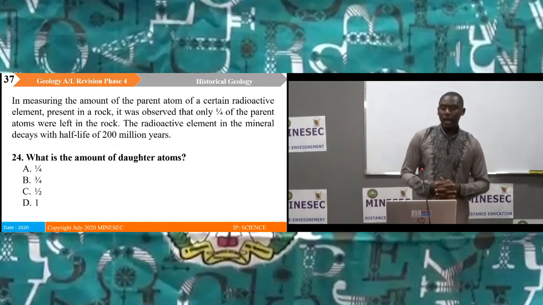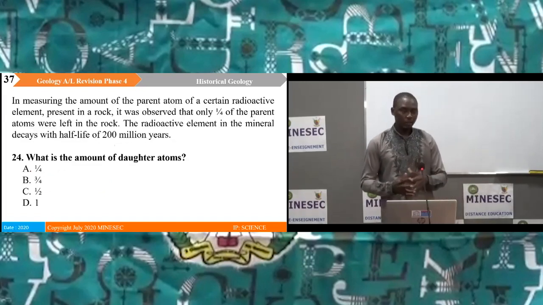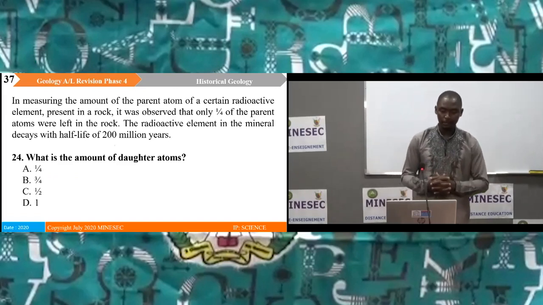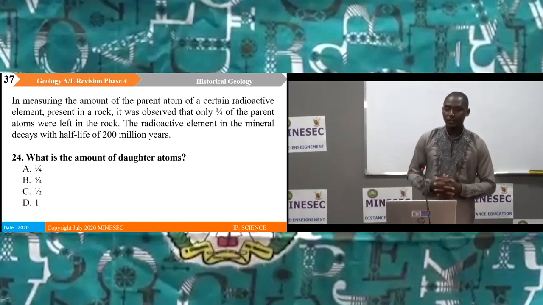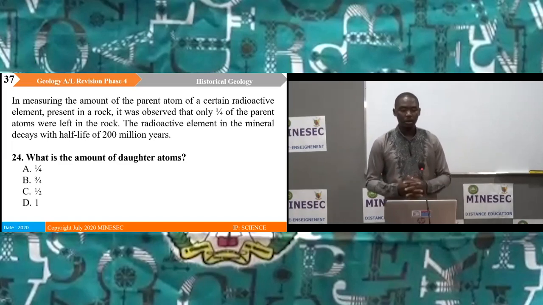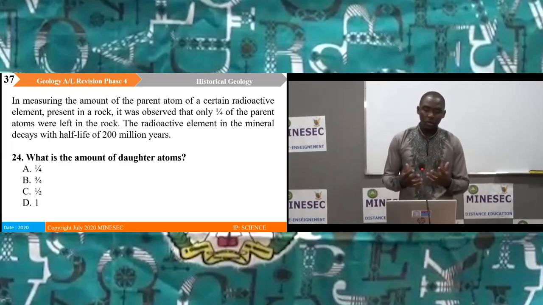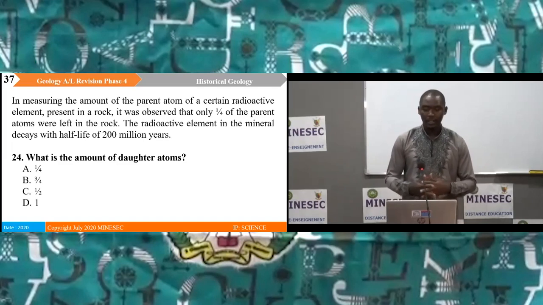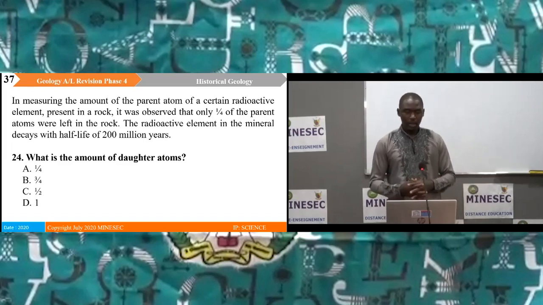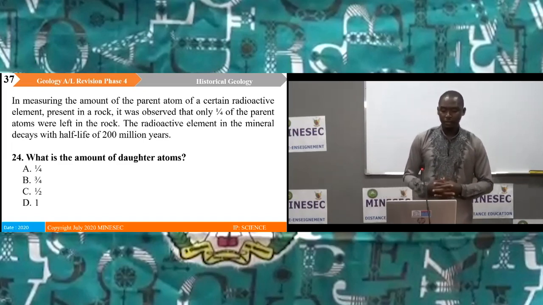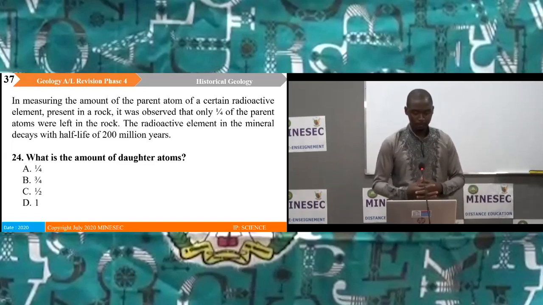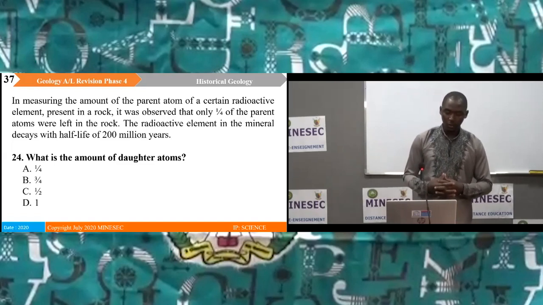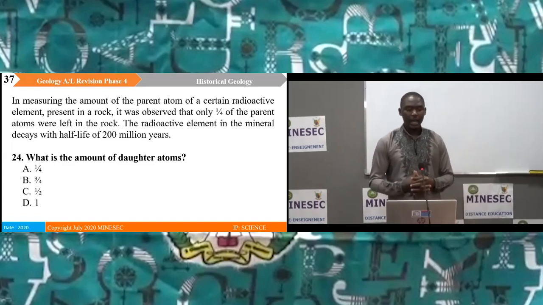Sorry, the next questions are based on the text above. In measuring the amount of the parent atom of a certain radioactive element present in a rock, it was observed that only 1/4 of the parent atoms were left in the rock. The radioactive element in the mineral decays with half-life of 200 million years. Question 24. What is the amount of daughter atoms?